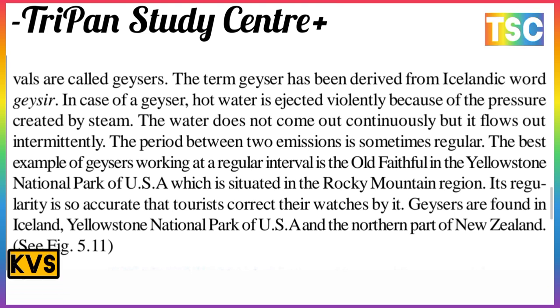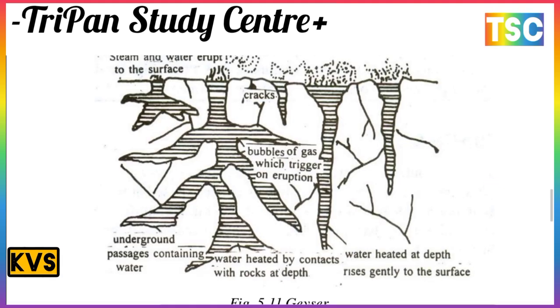Geysers are found in Iceland, Yellowstone National Park of the USA, and the northern part of New Zealand. That is the most important here. Also important here is a diagram. Here the geyser is shown, the most important part here. A ball of gas tied to the eruption and the ground passes containing water. That is a most important diagram.